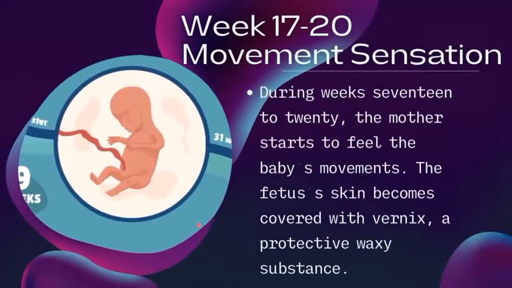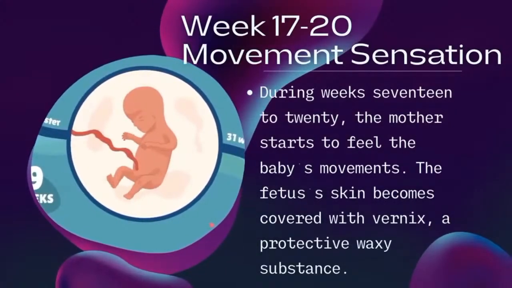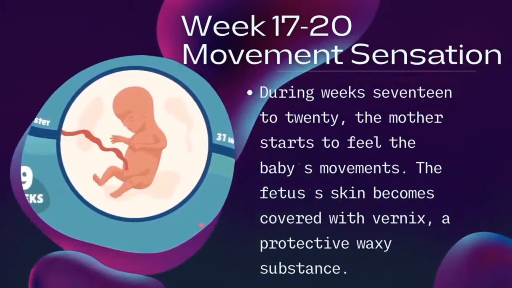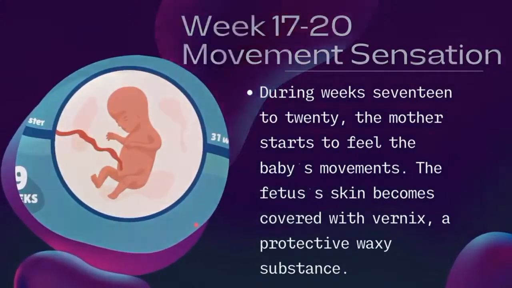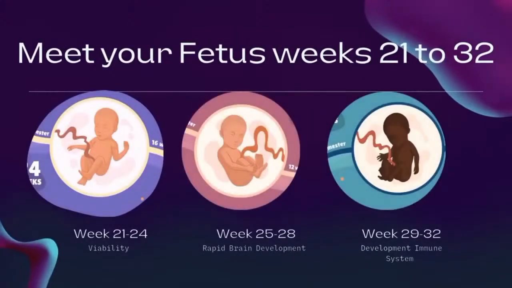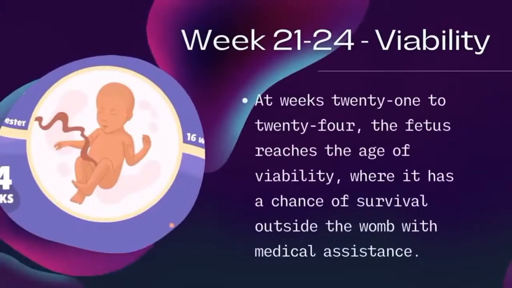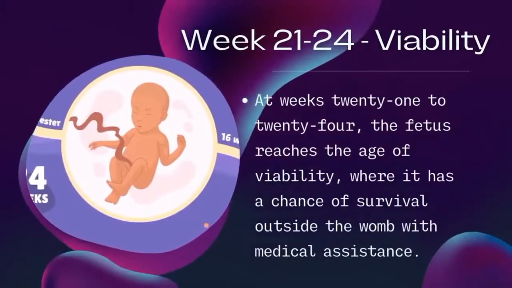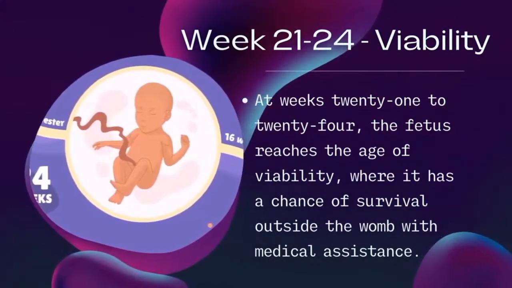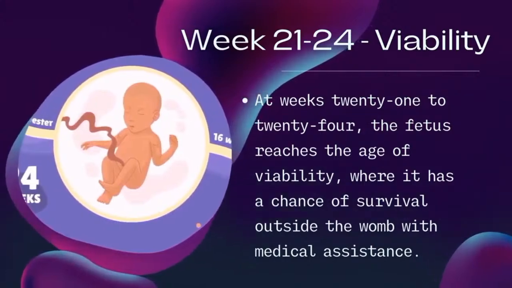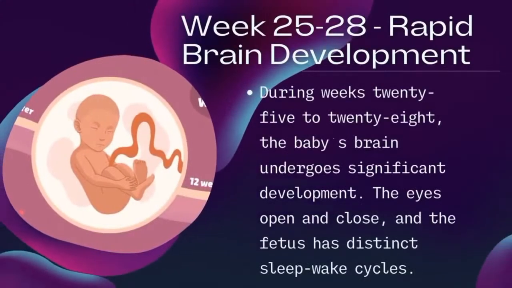Weeks 17 to 20, Movement Sensation. During weeks 17 to 20, the mother starts to feel the baby's movements. The fetus's skin becomes covered with vernix, a protective waxy substance. Weeks 21 to 24, Viability. At weeks 21 to 24, the fetus reaches the age of viability, where it has a chance of survival outside the womb with medical assistance.